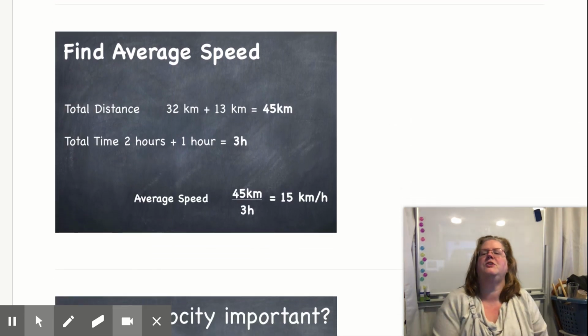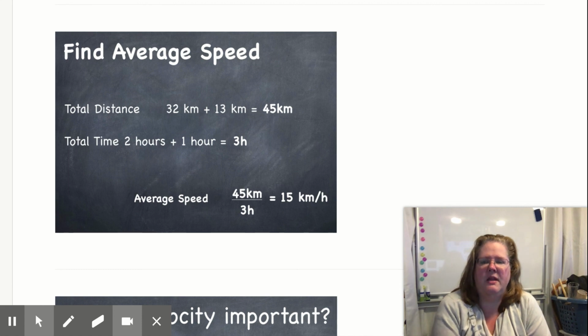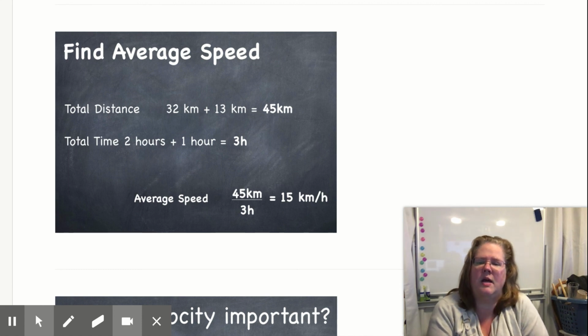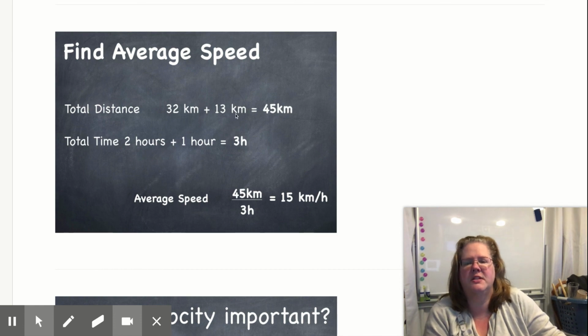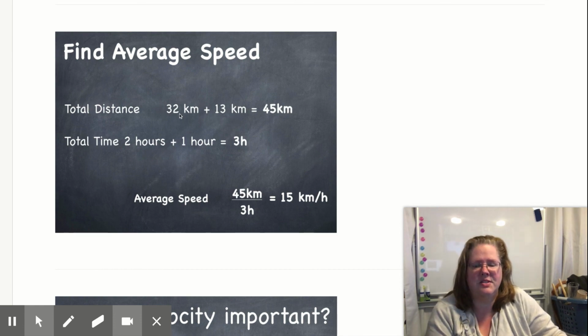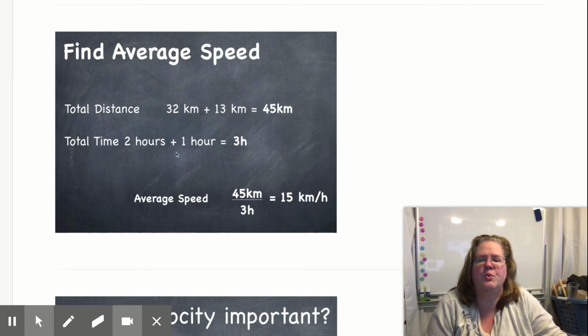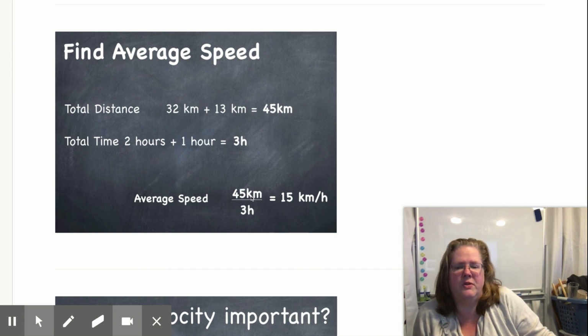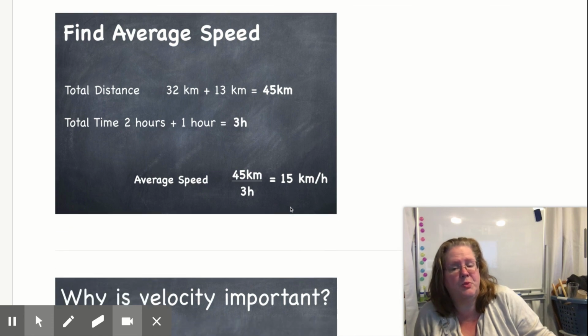So average speed, to find the average speed, their total distance was 32 kilometers in the first 2 hours and then 13 kilometers in the next hour. So my total distance is 32 plus 13, which is 45 kilometers, and 2 plus 1 hour is a total of 3 hours. So I set it up as average speed of 45 kilometers in 3 hours, or we traveled an average of 15 kilometers per hour.